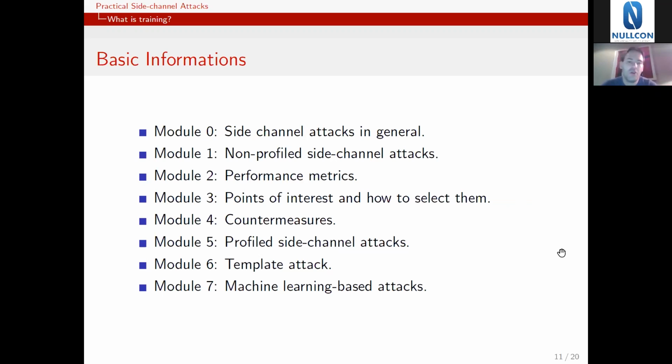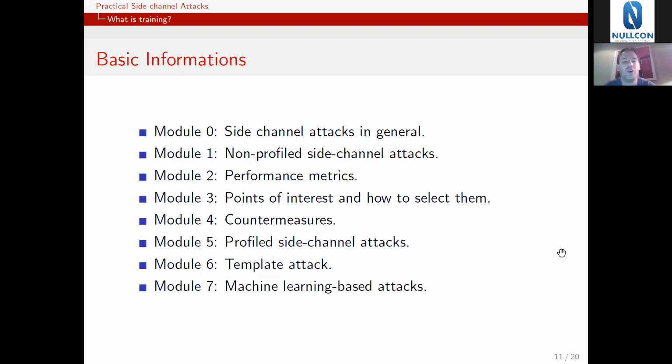Next, we will see that a really important topic is the points of interest. What are the points in traces that we want to use to attack the measurements? And how can we select those points of interest? Or do we even need to select them? As we will see, for some techniques, we don't even need to do this step. So we'll find out the distinctions between various techniques, when we need points of interest selection, when not, and so on.